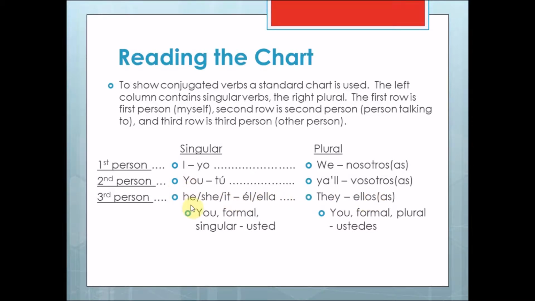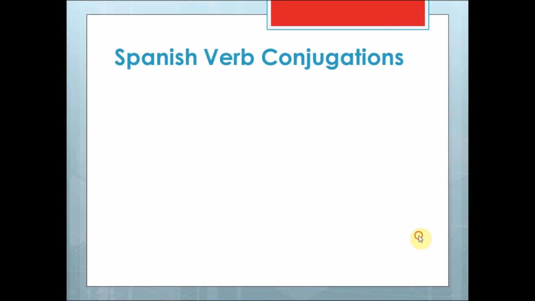Now in Spanish, there's one difference from English. Second person in the second row here is a familiar way of saying you or y'all. This is used when you're talking to your peers, your friends. When you're talking to someone formally, someone in authority over you, you use usted, or singular, or ustedes for plural. The conjugation for usted and ustedes is the same as third person. That's why it's listed at the bottom here underneath third person. So with that, let's go ahead and take a look at how to conjugate verbs in Spanish.